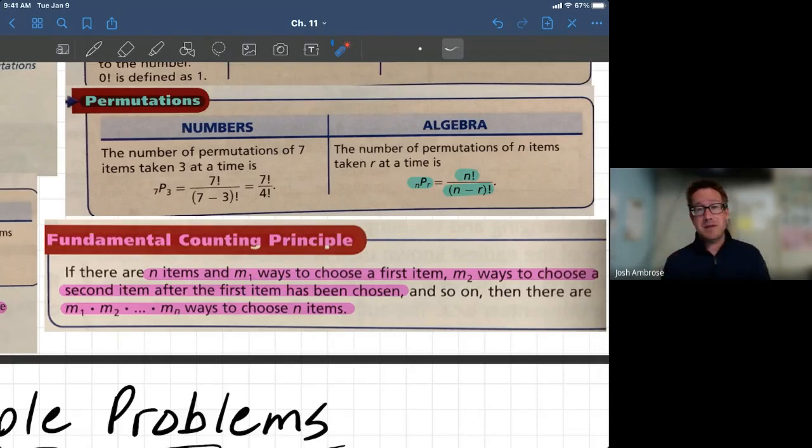The fundamental counting principle just says, take your options and multiply them together. So 3 times 5 times 3. That's all you would have to do to calculate that type of problem for the fundamental counting principle.